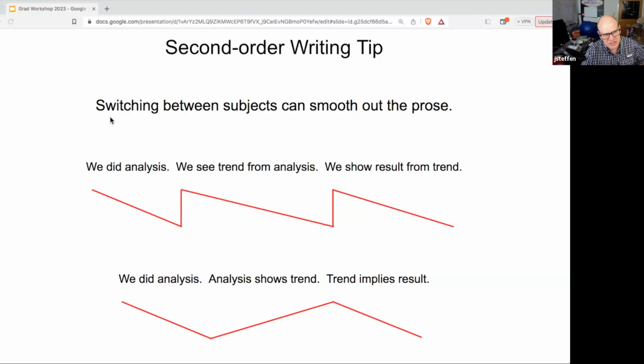One of the ways that you can stitch together your prose to make it flow more smoothly from one sentence to the next is to use the object of one sentence as the subject of the next sentence. So we did an analysis, the analysis showed a trend, the trend implies this result. And that can tie things together so that for the person reading it, the logic is easy to follow. They don't have to keep starting over.